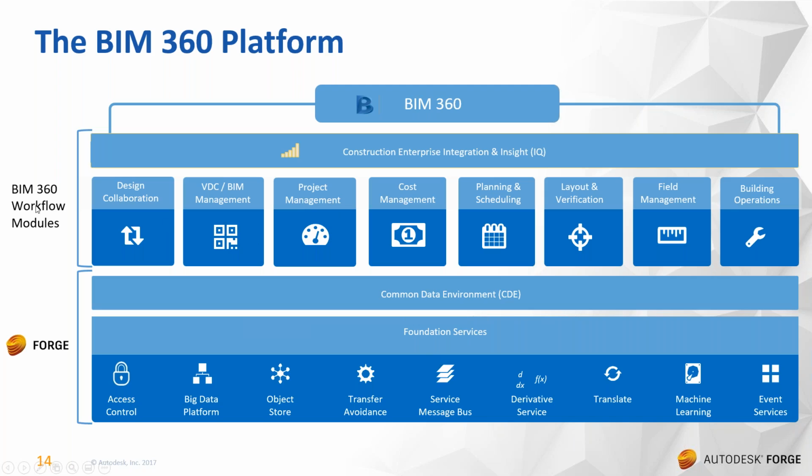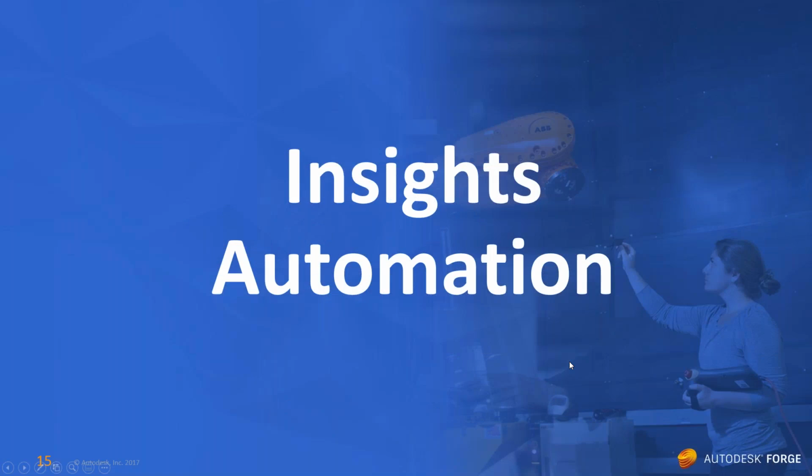So these are the BIM 360 workflow modules. And we'd like to think that the number one user of Forge is Autodesk itself, because indeed all of these modules have been built on that very same API. Right. So moving towards digital twin. So how are we going to use Forge, right? So there's actually two things that we can use it for.